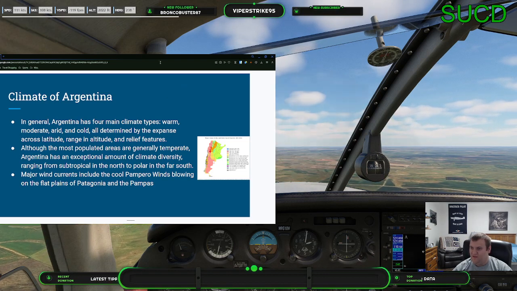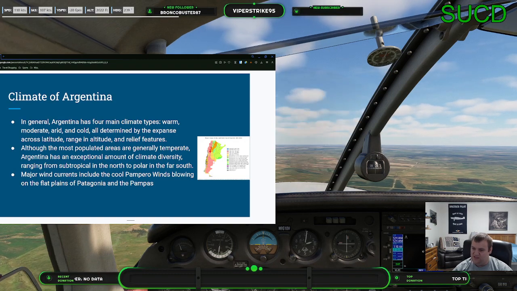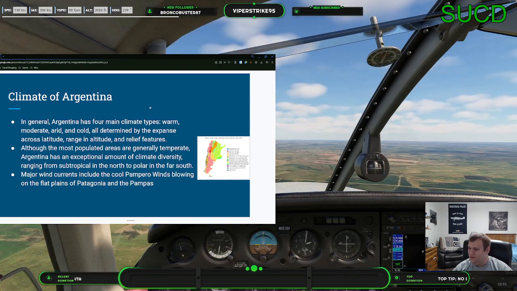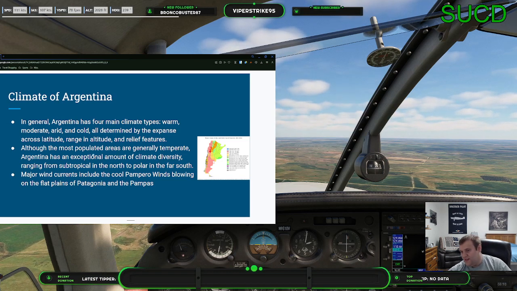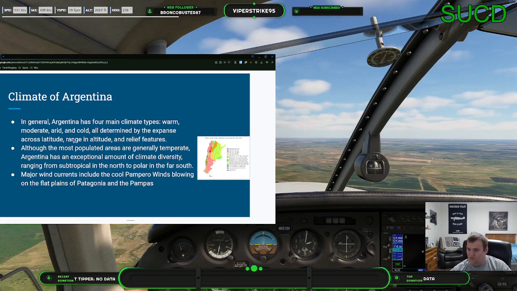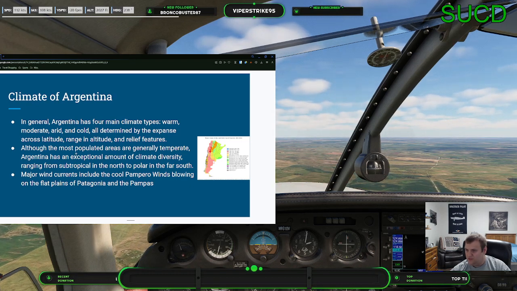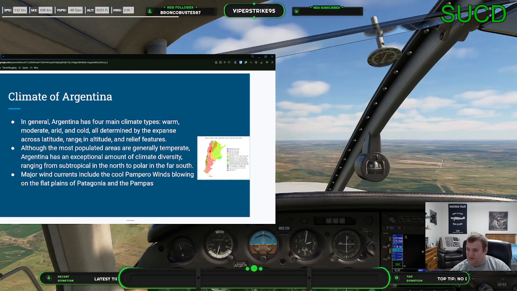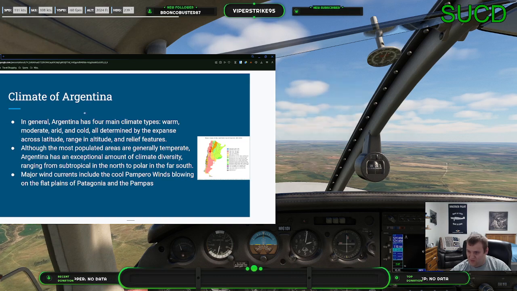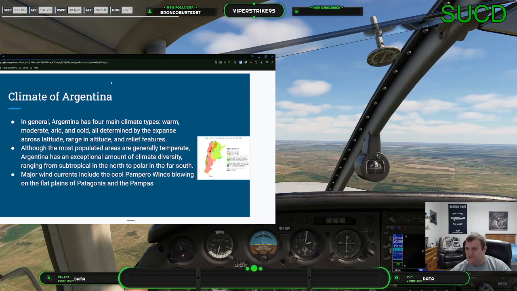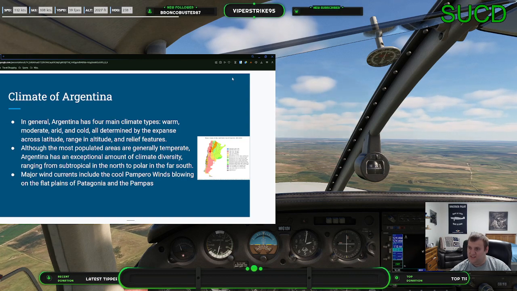If you can tell on this picture here, you can see the wide range of diversity. For example, the area where we're at right now is mainly temperate. However, when you get near the Andes, you might find more polar tundra to arid steppes, and around this region, arid deserts and steppes. You can definitely see there's a lot of diversity in Argentina's climate.